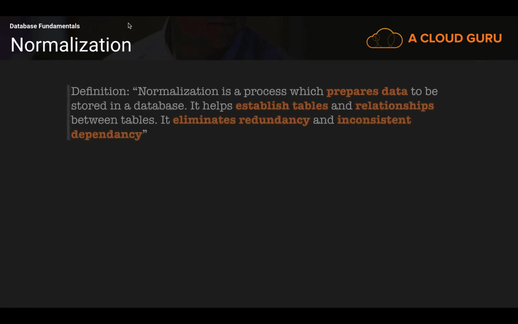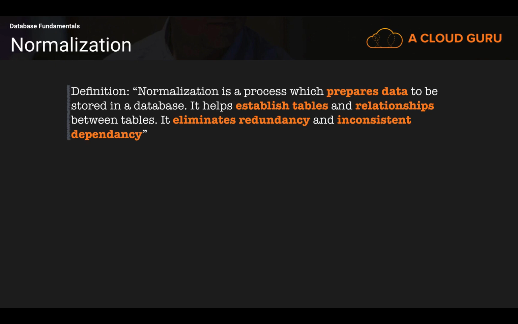Let's start with a quote. Normalization is a process which prepares data to be stored in a database. It helps establish tables and relationships between tables. It helps eliminate redundancy and inconsistent dependency. I've highlighted the key terms, but you may have gathered by the keyword relationships that normalization is used within relational database systems. As I'll demonstrate in later sections, the process isn't required with NoSQL engines due to how the data is stored. I'll go into more detail on why in a later lesson.